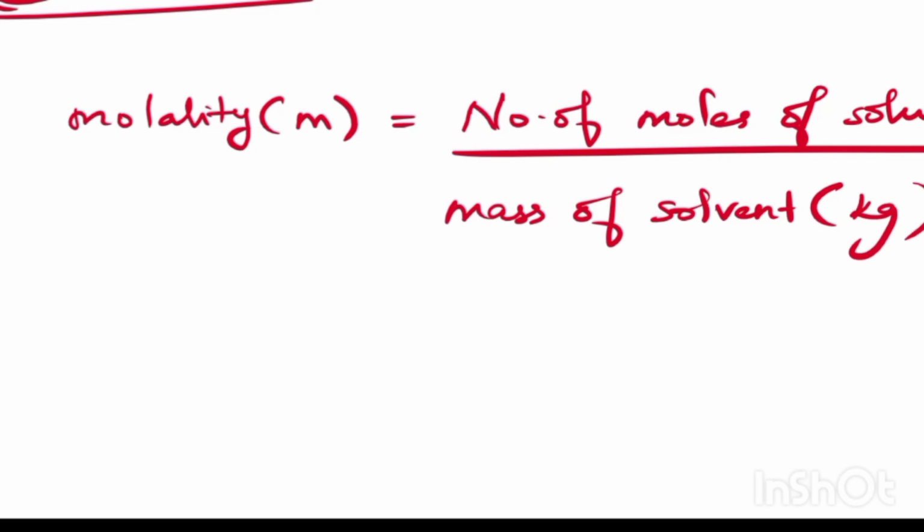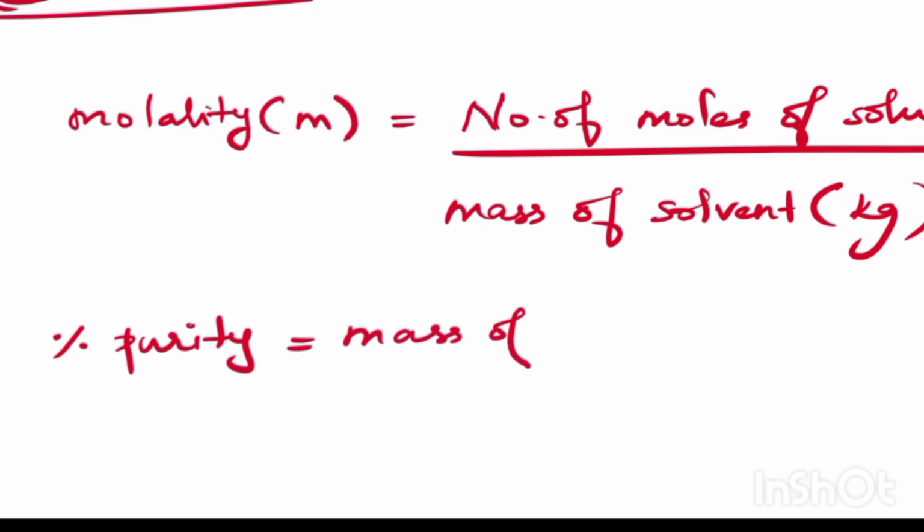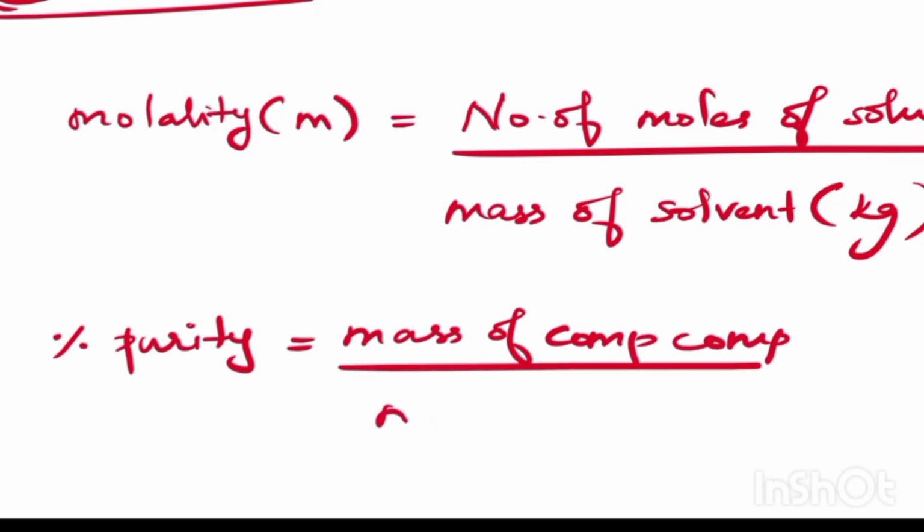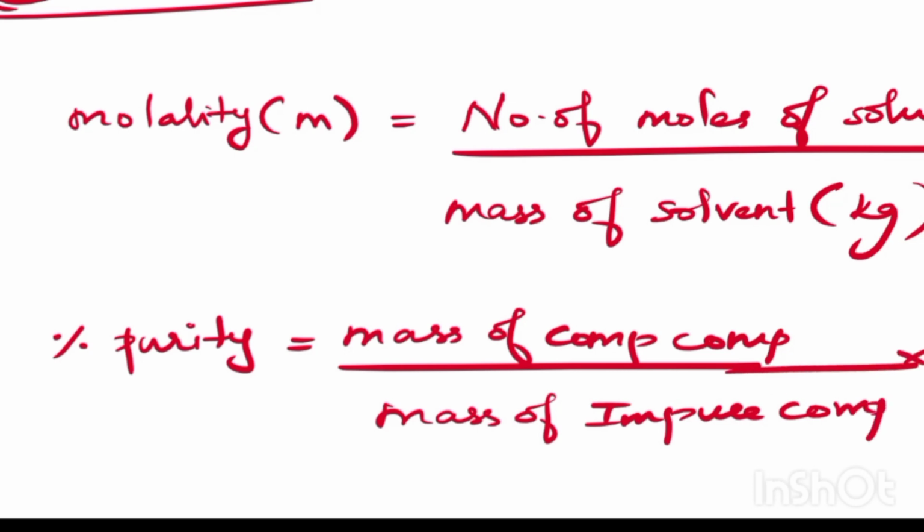Okay, next, how will you find the percentage purity? This also has been asked in previous year. Percentage purity should be found out by mass of pure component divided by mass of impure component into 100. Okay, this is also an important formula. It has been asked before.